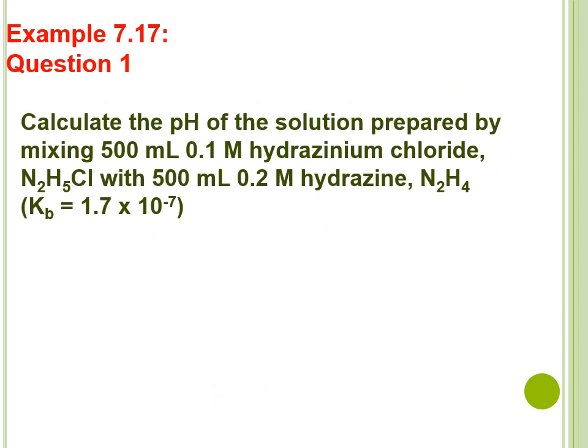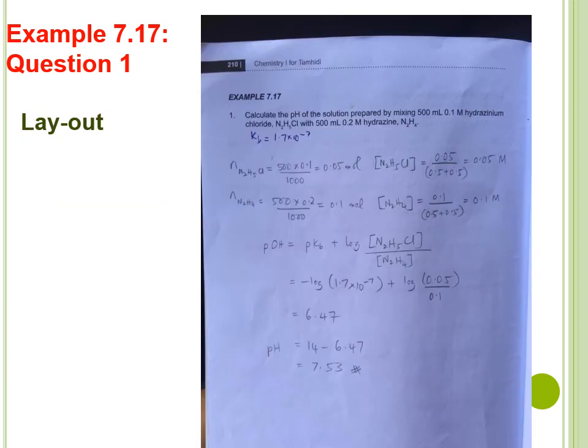Calculate the pH of the solution prepared by mixing 500 ml 0.1 molar hydrazinium chloride N2H5Cl with 500 ml 0.2 molar hydrazine N2H4. The Kb given is 1.7 times 10 to the power of negative 7. Please note that down for orange owners. This is the layout of what you have to write on page 210.